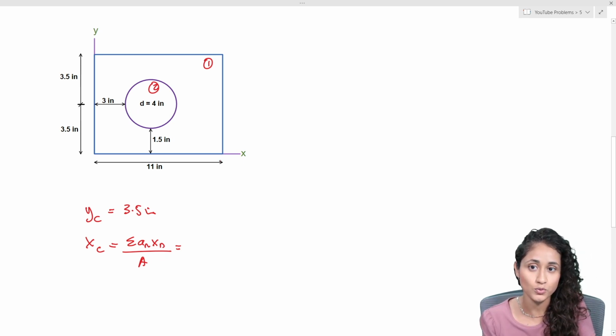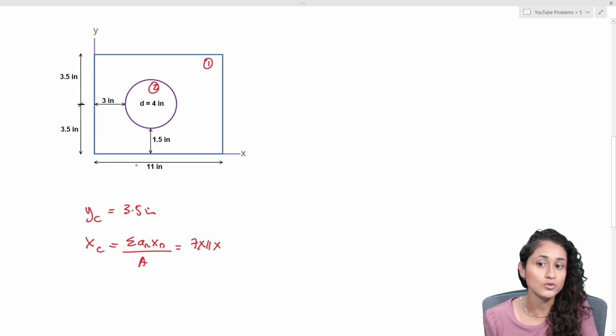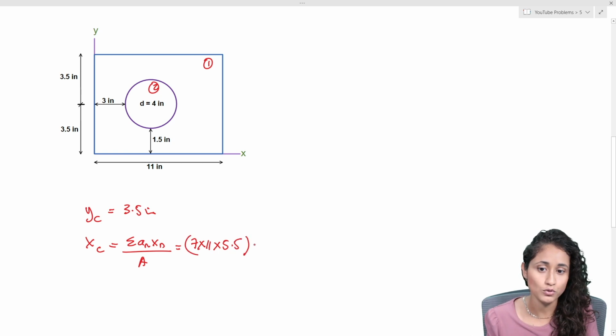Now let's start first with the rectangle. So the area is just going to be 7 times 11, right? Because here we have 3.5 plus 3.5, that gives us 7 times 11, and then times x. Well, x is just going to be the centroid for the rectangle in the x direction, which is just going to be half of 11, right? Which is 5.5. Now we're going to do minus.